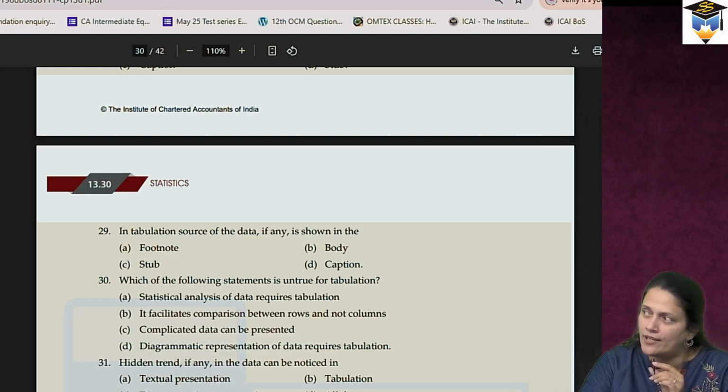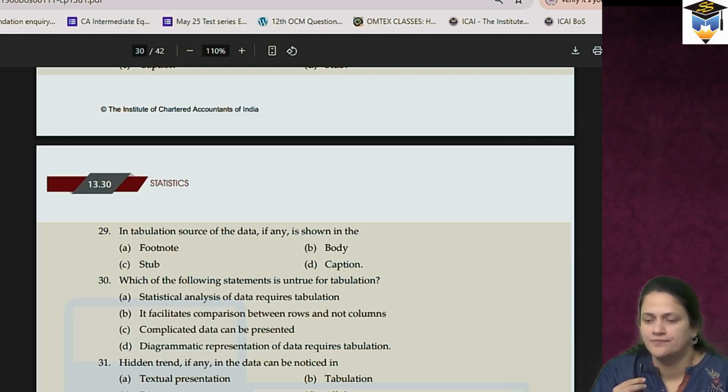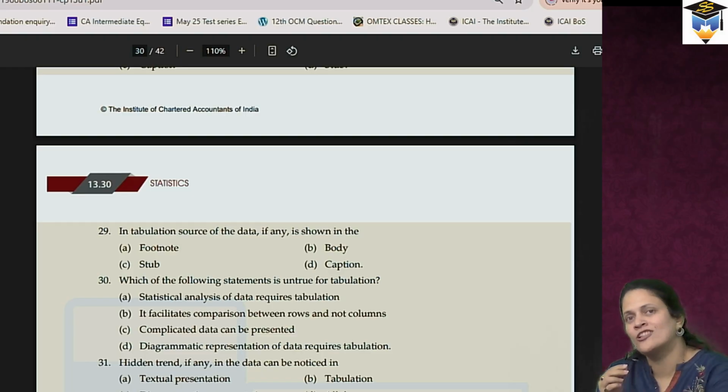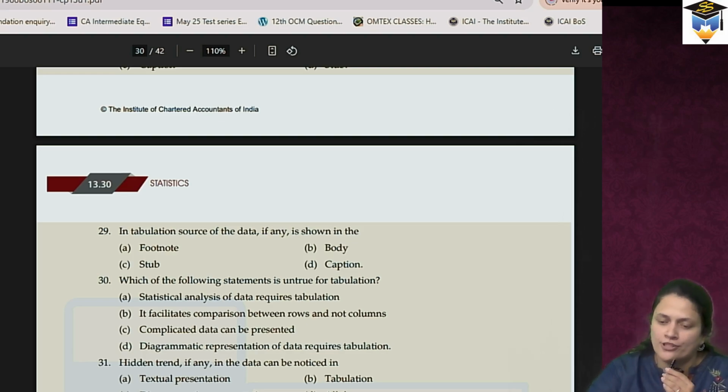Tell me the answer of 29. In tabulation, source of data, if any, is shown in the... Caption? Footnote? I don't know. You tell me, you have the textbook in front of you. Read that paragraph which I have given on 13.7 as important point 2 and tell me what is the answer of 29th. Source of the data, if any... footnote. So the answer of 29 is option A, footnote.